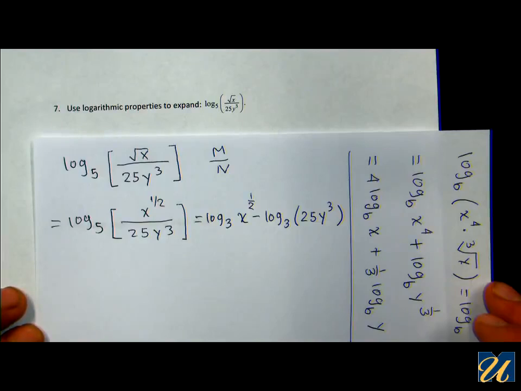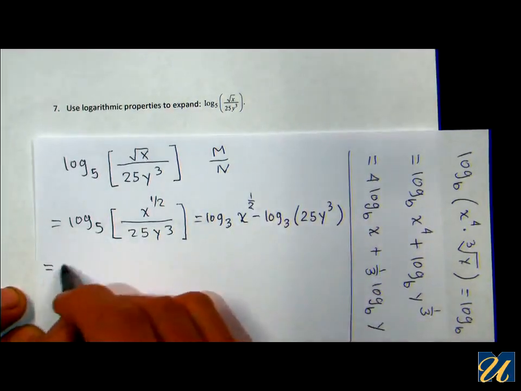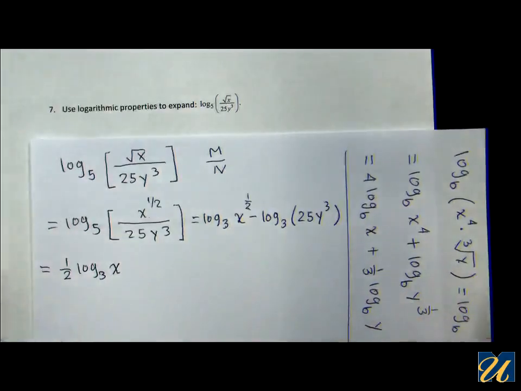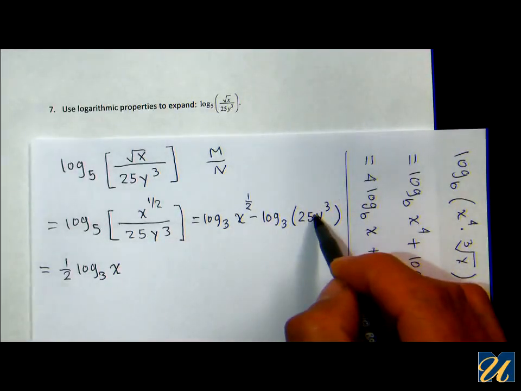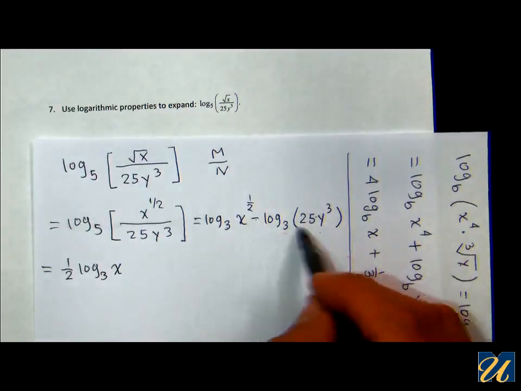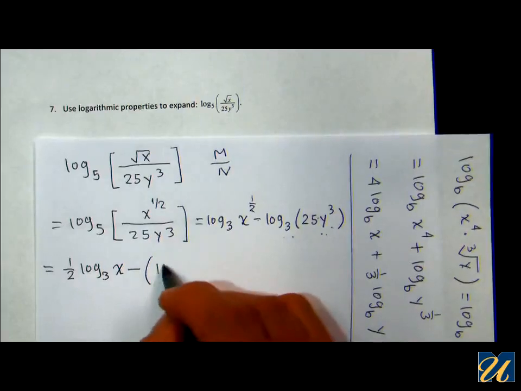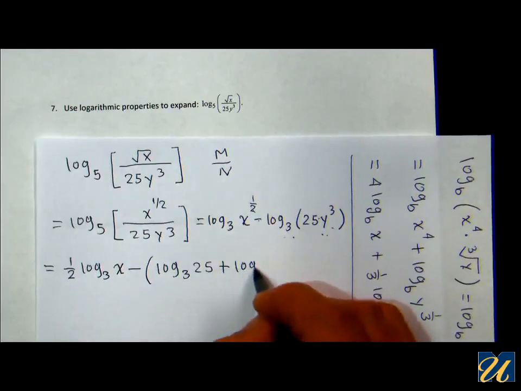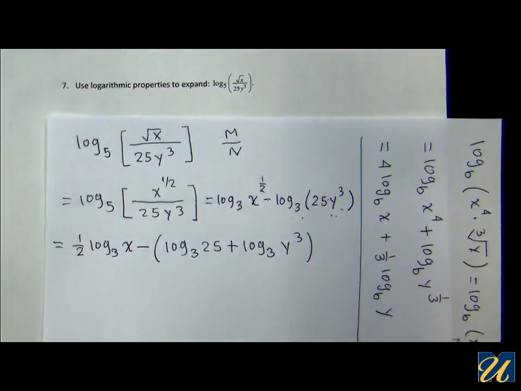Now, I can use the power property here if I wish, log base b of m to the p, so I could write 1/2 log base 3 of x. But I cannot use the power property here because we still have a product. The product must be expanded. You have to be careful because you have a minus sign out in front, and this is going to be expanded into two pieces. So minus parenthesis log base 3 of the first piece plus log base 3 of the second piece. It's important to have the parenthesis in place there.